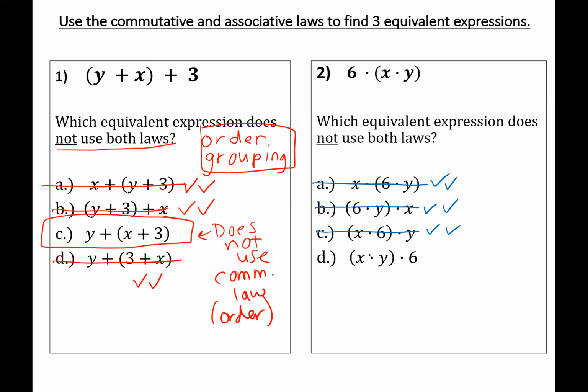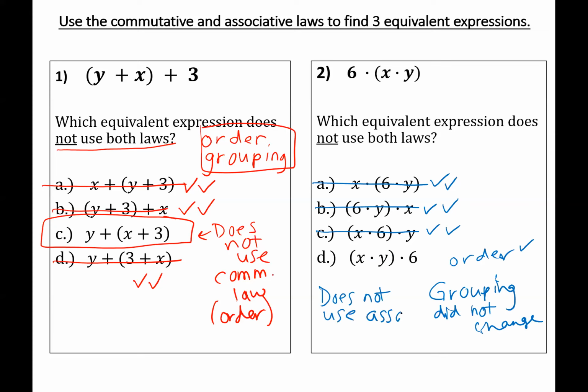Let's find out. In parentheses, x times y times 6. So the order changed. Instead of 6, x, y, now it's x, y, 6. The order changed, but this time the grouping did not change because the x times y are still together. So it does not use the associative property this time, because we didn't change which variables were grouped together. It was still x, y both times.